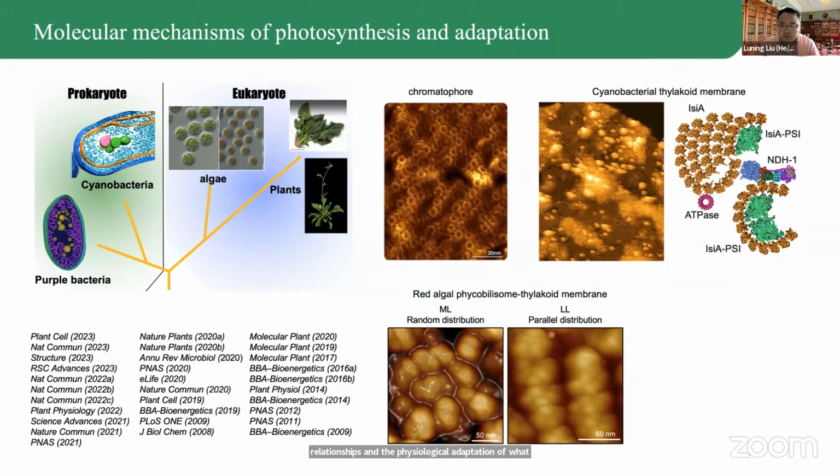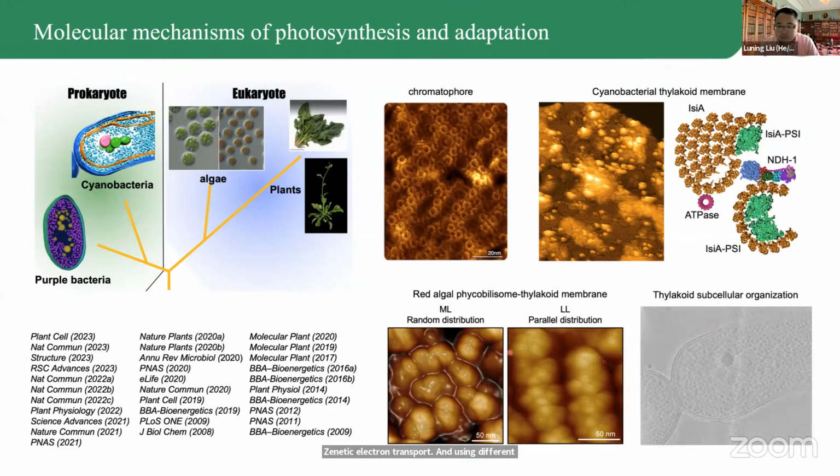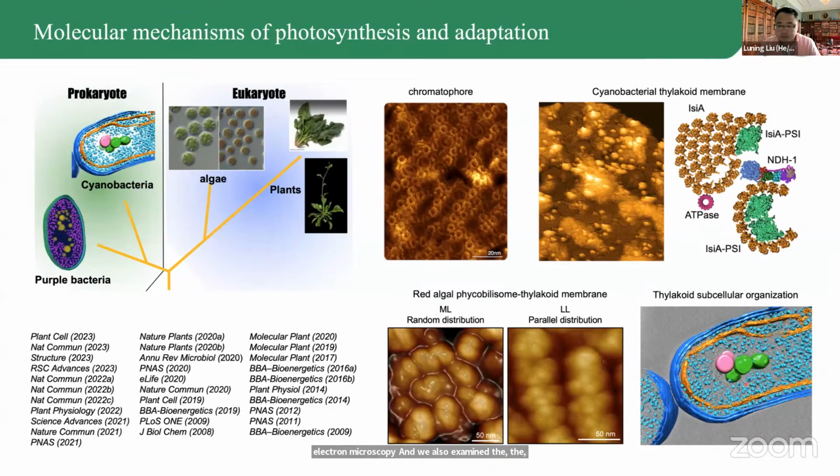At native membrane level, we also study the architecture of native photosynthetic membranes and how protein building blocks are functionally organized and interact with each other in the native membranes to conduct efficient photosynthetic electron transport, using different microscopy, for example, atomic force microscopy and electron microscopy. And we also examine the subcellular organization and biogenesis process of photosynthetic organelles and photosynthetic membranes in the cells of the photosynthetic organisms.